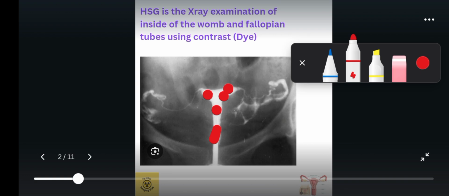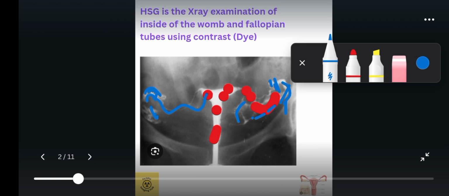Then we can see this tiny line, which is the tube. See, this tiny line here is also the tube. Also, this is the end of the tube. Then we see the outflow of the contrast outside of the tube. The same occurs on this right tube, with the outflow of the contrast outside of the tube.